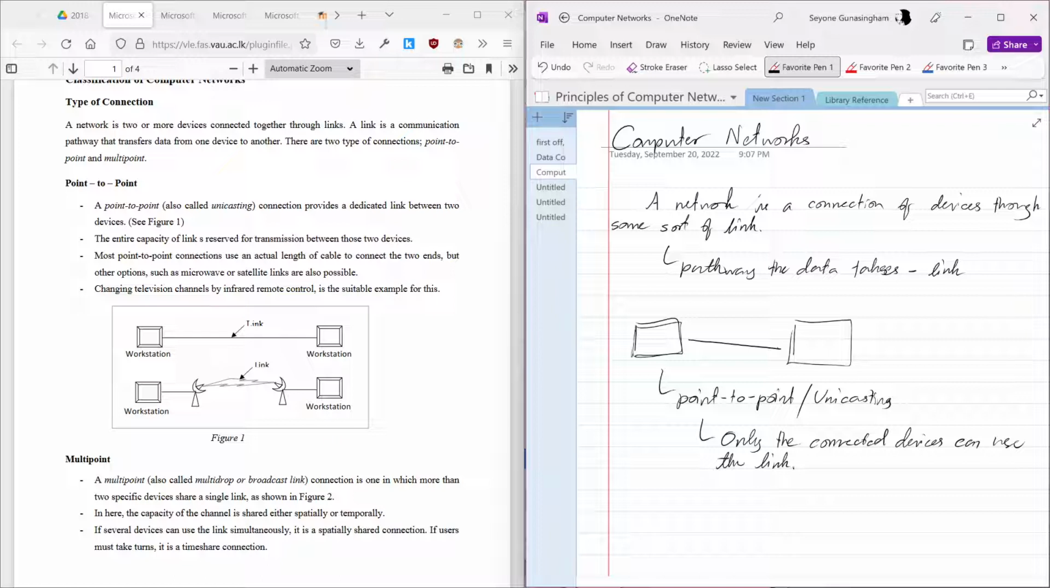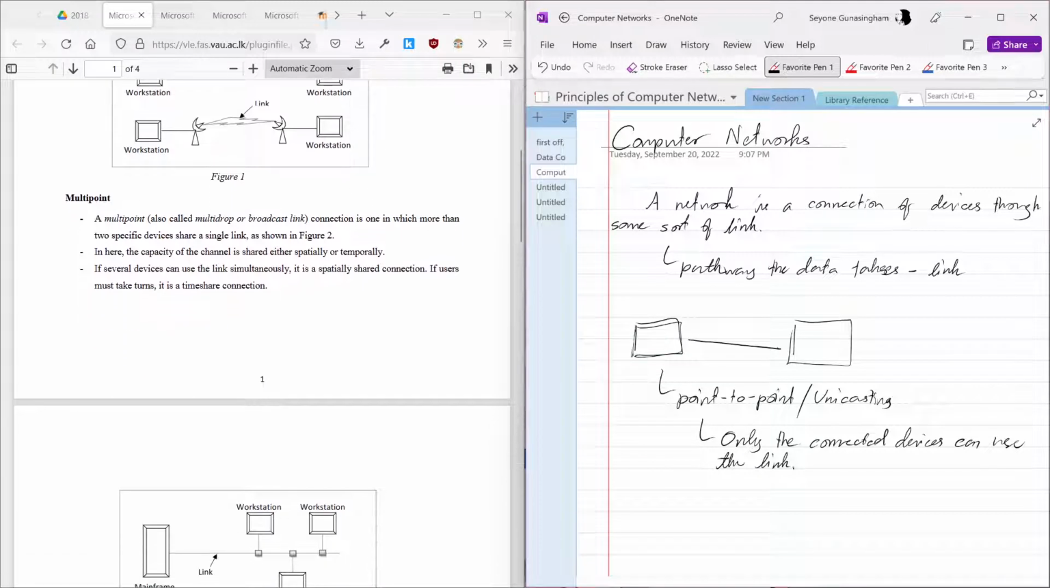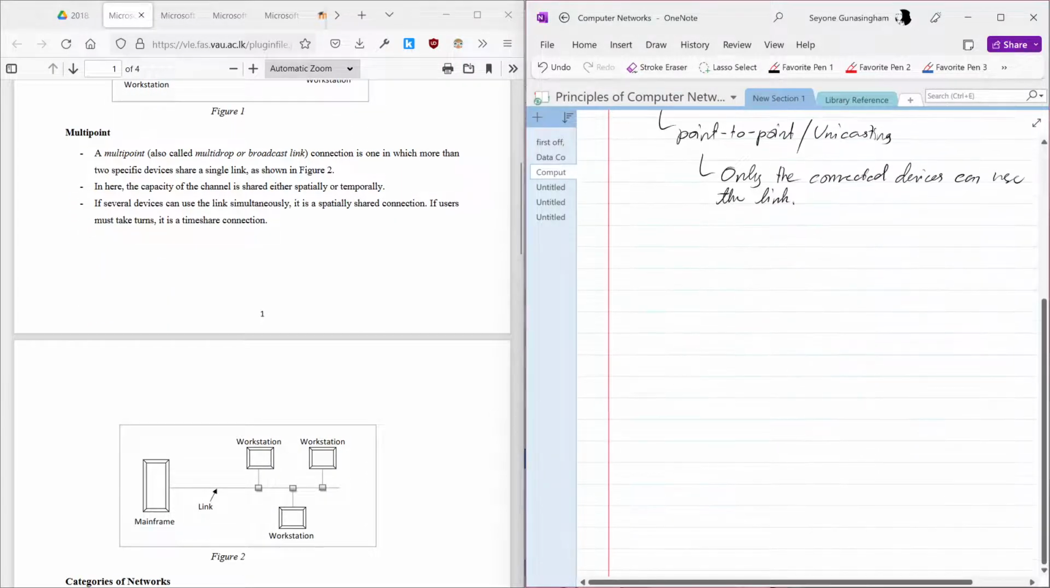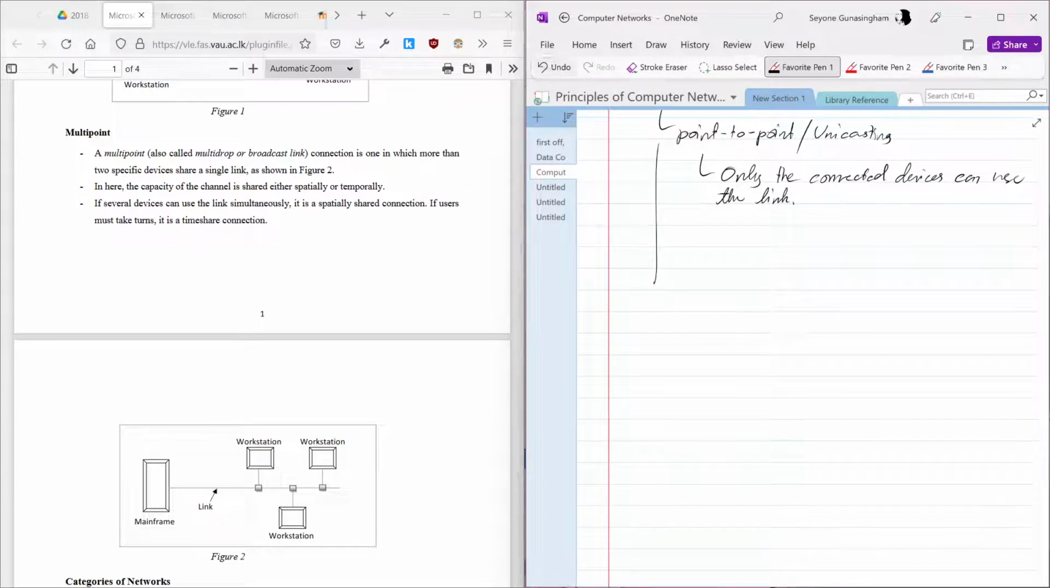Anyways, only the connected device can use the link. Therefore, it is like there's no traffic. All the bandwidth can be used by the devices. Usually it could be a cable. Nowadays, you have Bluetooth, you got IR, you got what else? Bluetooth and IR are the main things that I remember, but you got different ways of having a point-to-point connection. Next up, you have a multi-point connection.